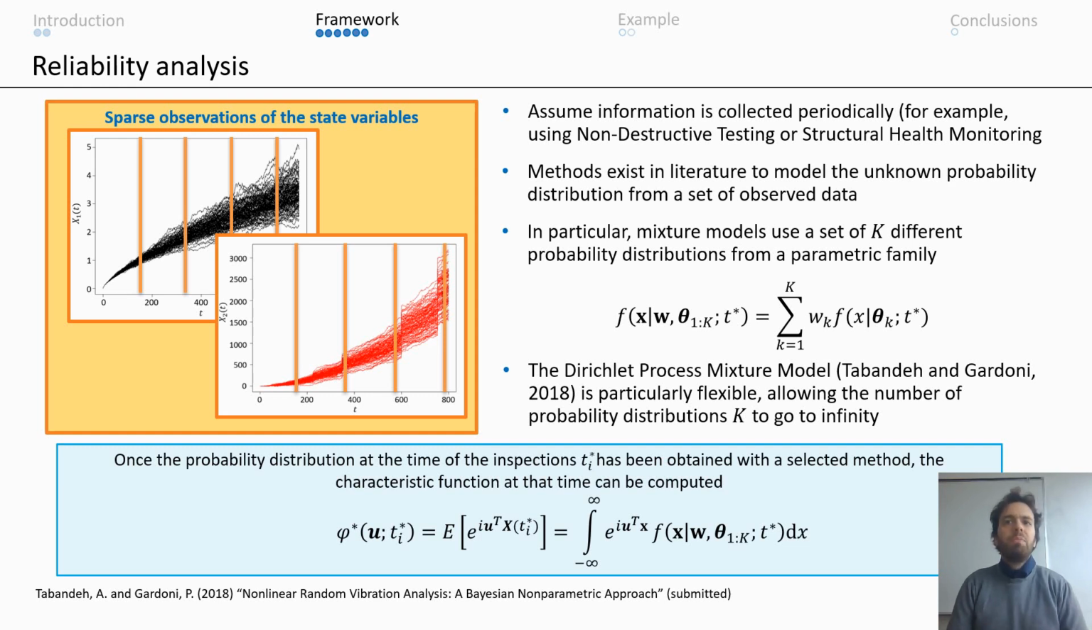In particular, a Dirichlet process mixture model has been recently developed at the University of Illinois. This mixture model is particularly flexible as it allows the number k of distributions to go to infinity. Once we have fit the distribution to the data collected during the inspections, we can compute the experimental characteristic function. This is simply done using the definition of characteristic function, which is none other than the Fourier transform of the probability density function.